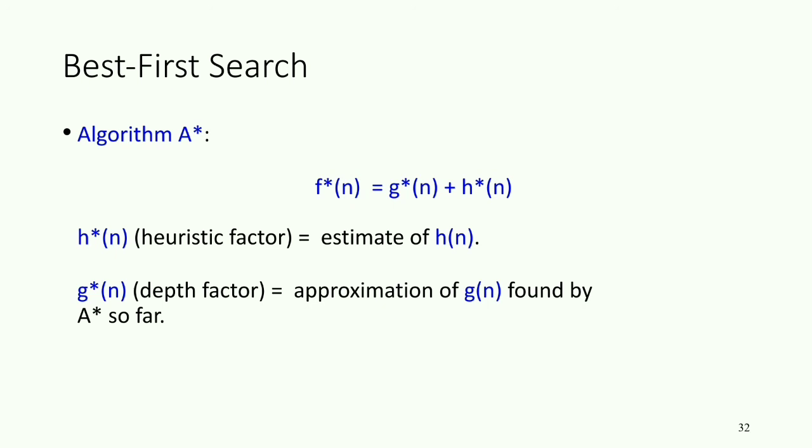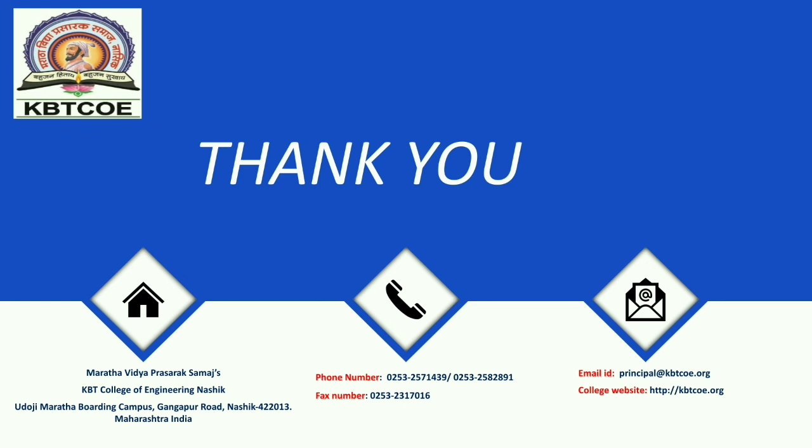We can formulate the A star algorithm like this: f star of n is equal to g star of n plus h star of n. Here h star of n is the heuristic factor, an estimate of h of n, and g star of n is the depth factor, an approximation of g of n found by A star so far.